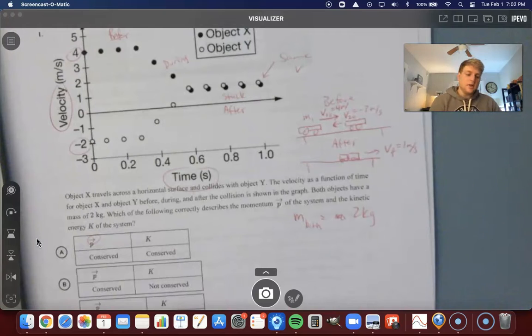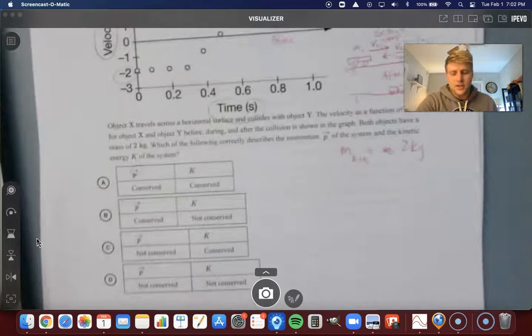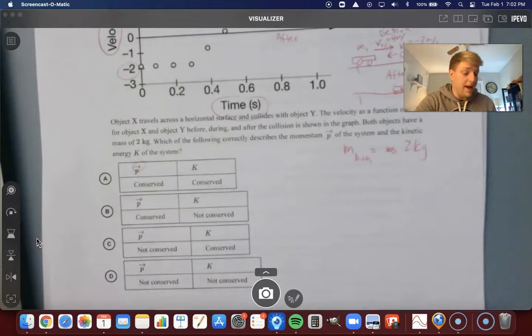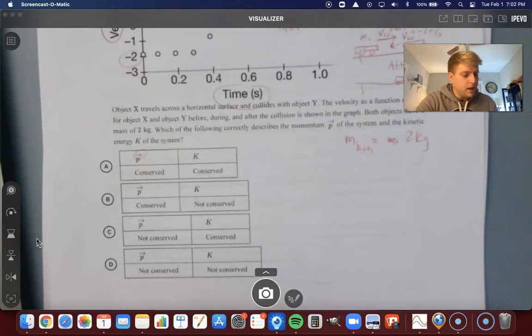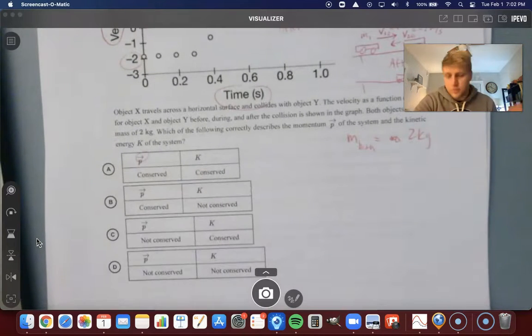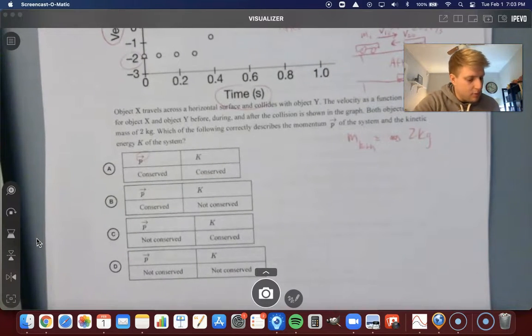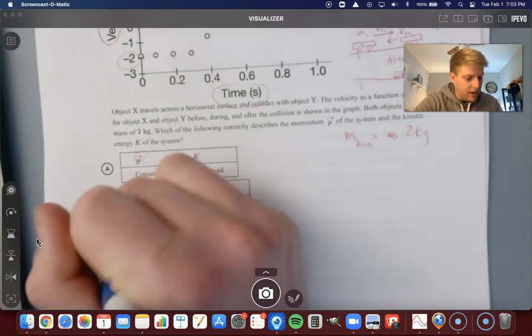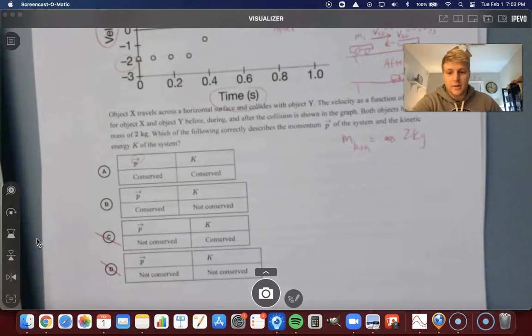So this is one where we want to make some eliminations. And when you do this yourself, I'm going to ask you to make at least 2 eliminations to the best of your ability. We know that momentum is always conserved in a closed system like this one. There's only 2 objects. We're not told that there's friction or anything, so we're going to ignore that. So anyone that says that momentum is not conserved, we can just right away nix those. And then our job is to do the hard work to see, is the kinetic energy conserved.